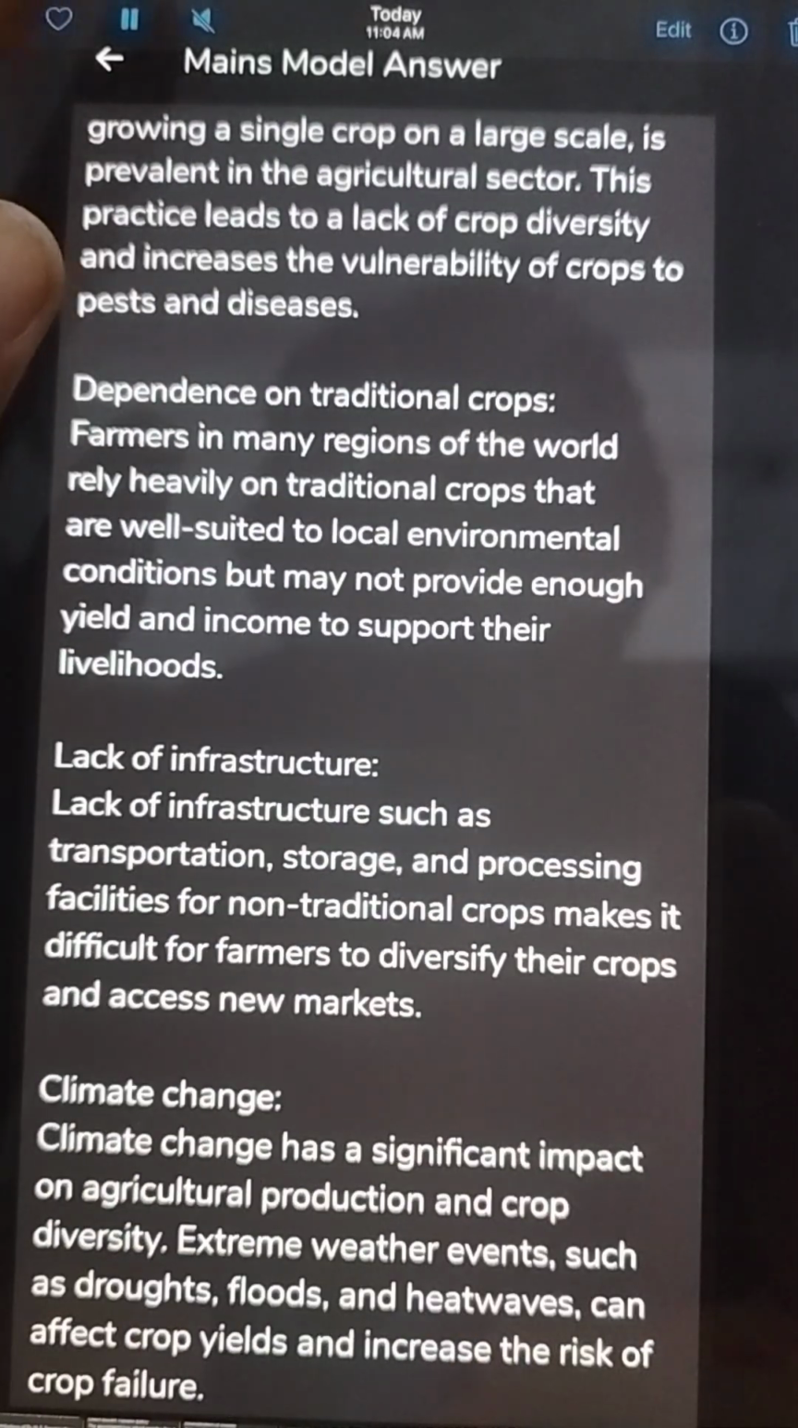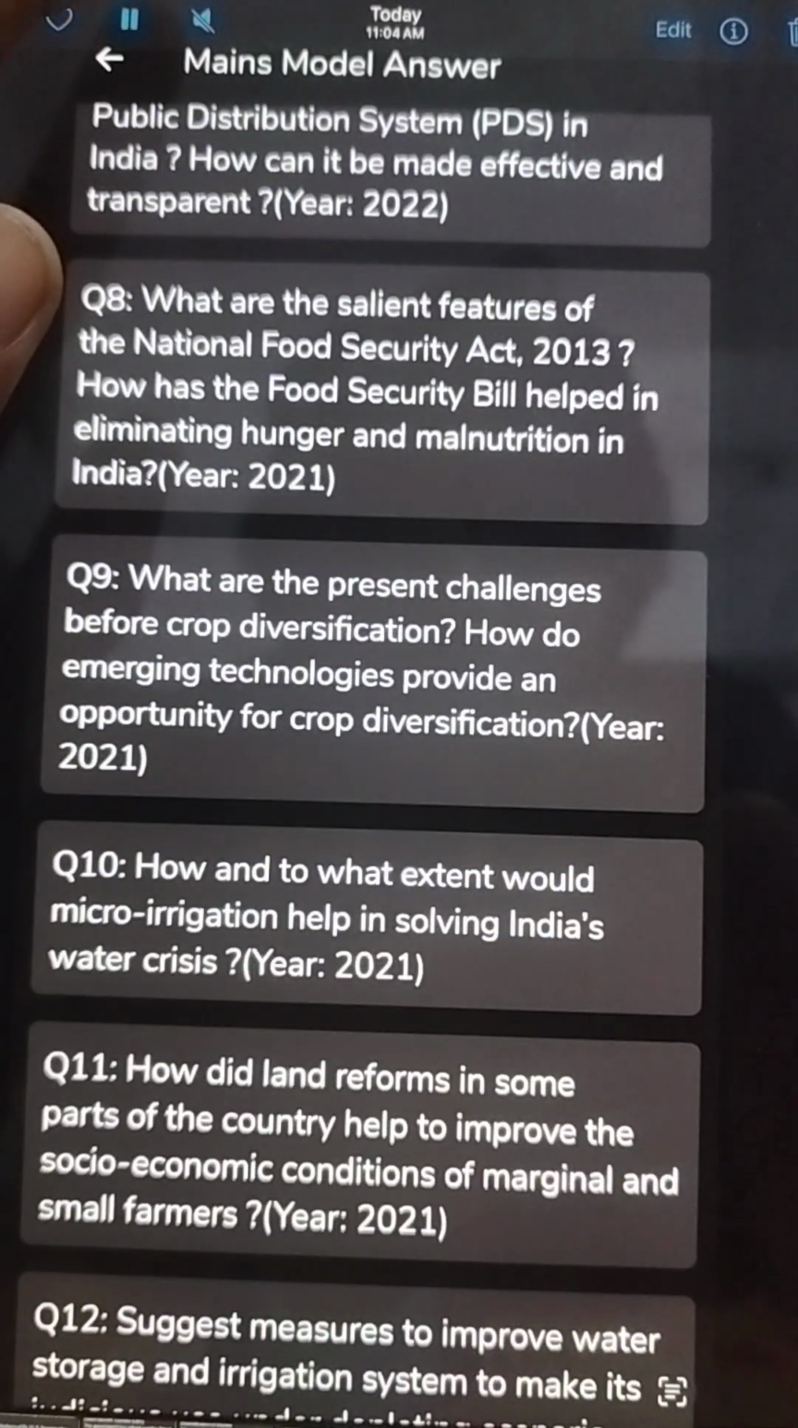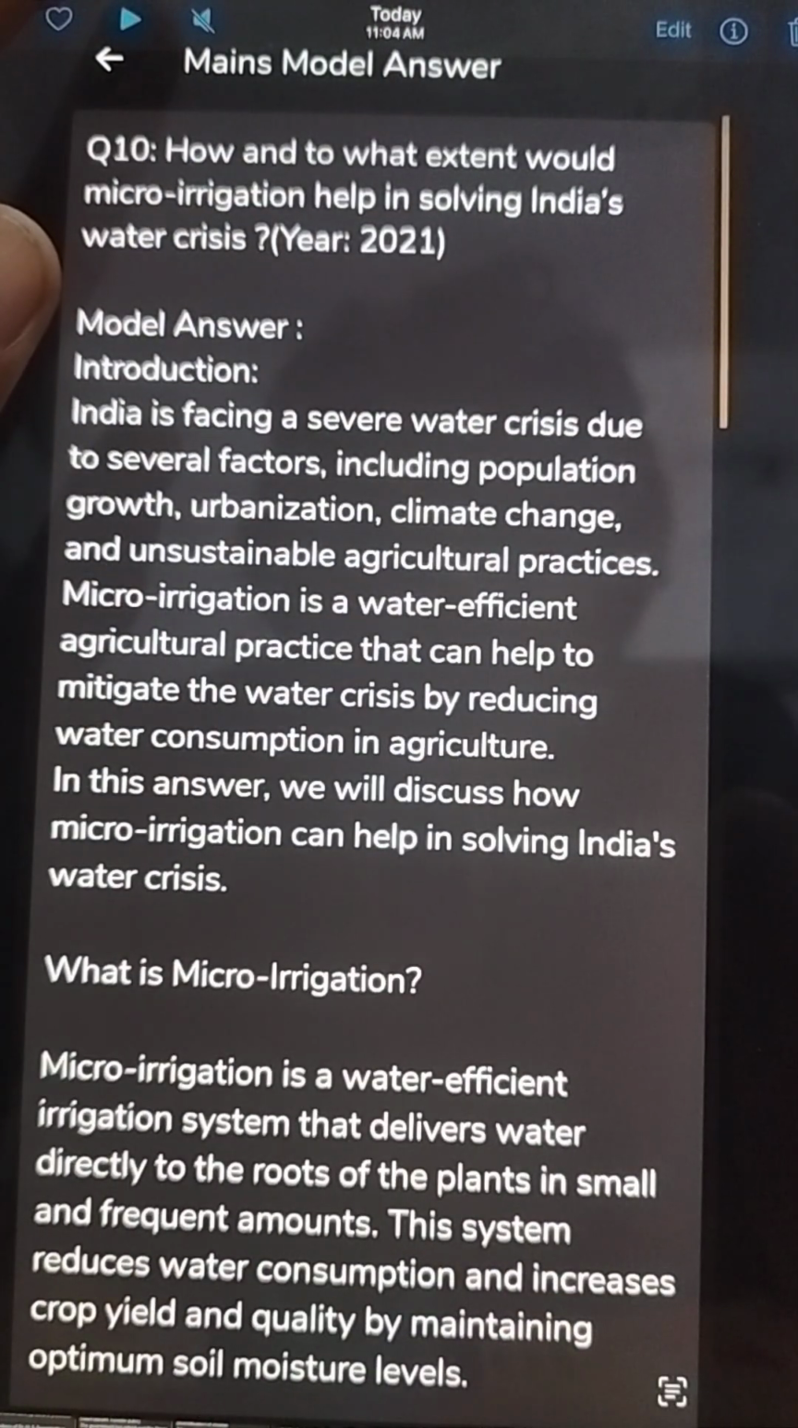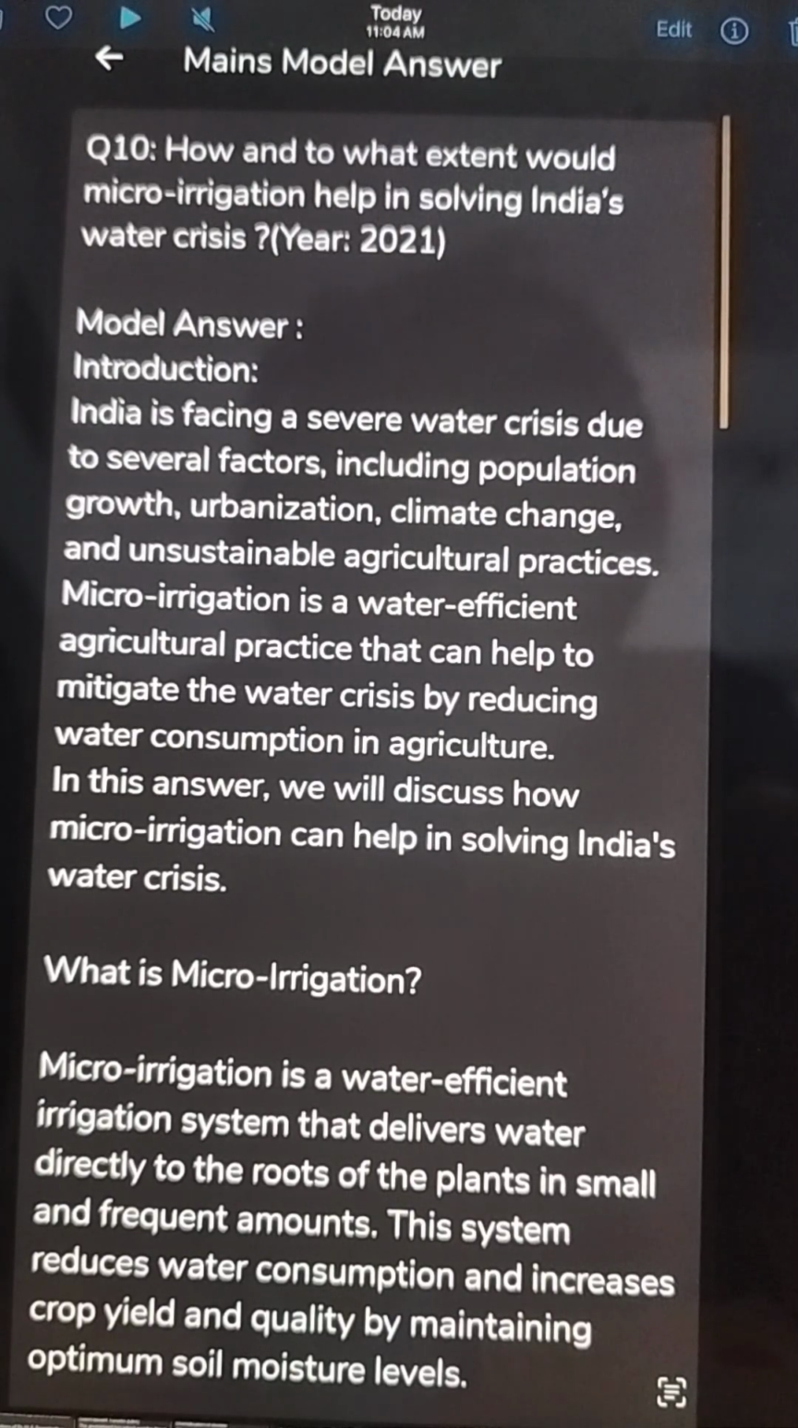Then comes: how and to what extent would micro irrigation help in solving India's water crisis?